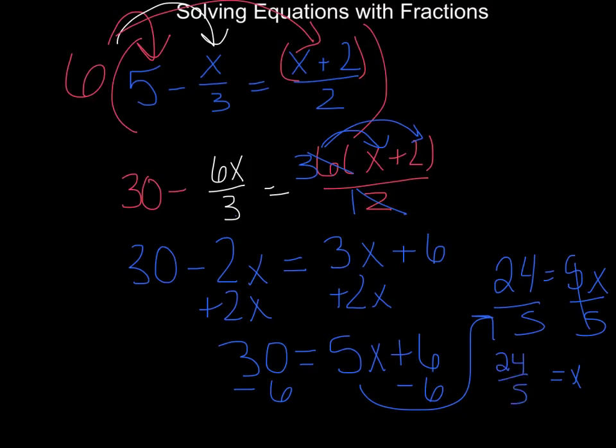Now you could divide it and turn it into a decimal. You could rewrite it as a mixed number of 4 and 4 fifths. I like to just keep it as an improper fraction as long as it's reduced, and this one is, so we're good to go.